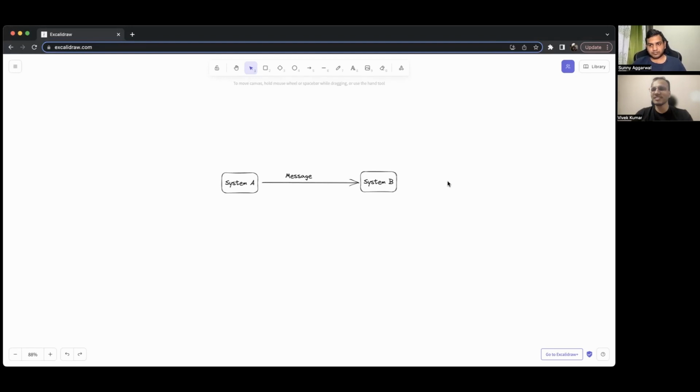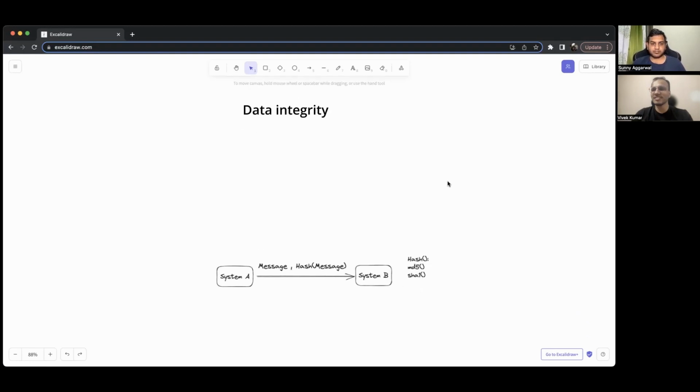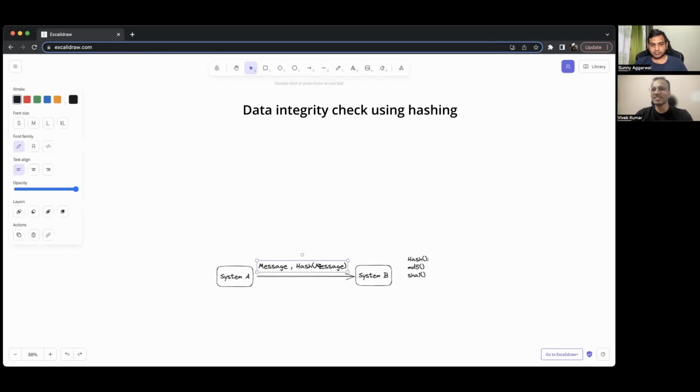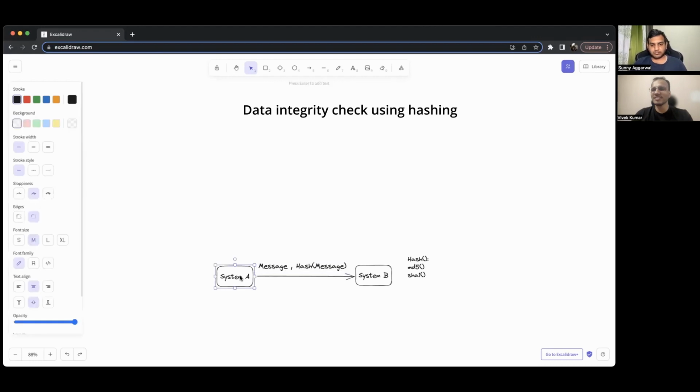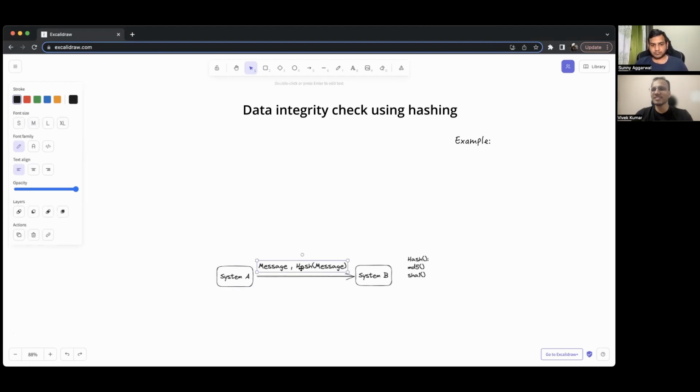What they are going to do is, while sending the message to system B, system A is going to add a hash as well to that request. So the hash function can be MD5, SHA-1, SHA-2, SHA-256 or 512. So system A will now send a message along with the hash of the message to system B.